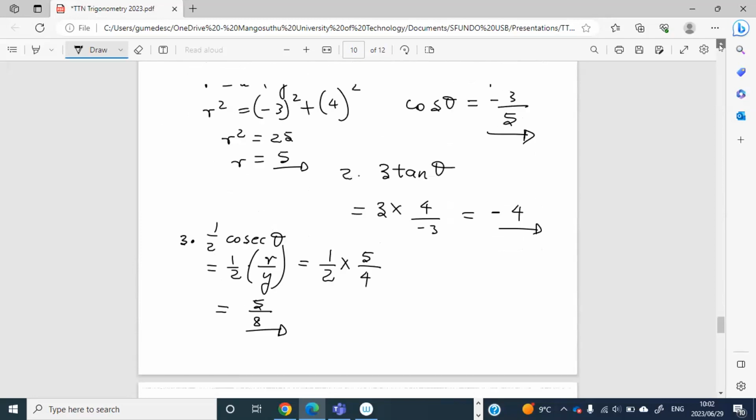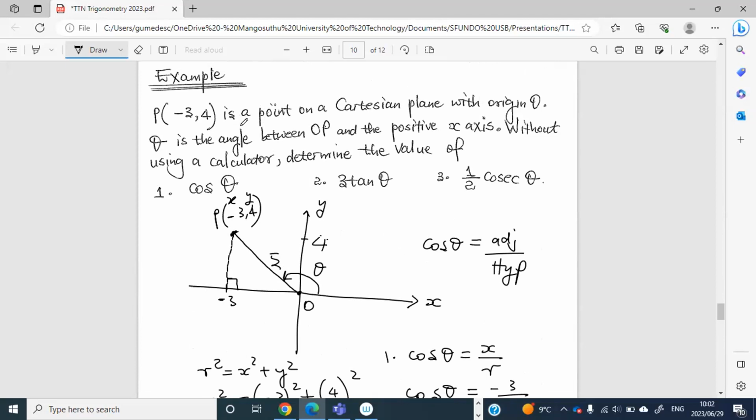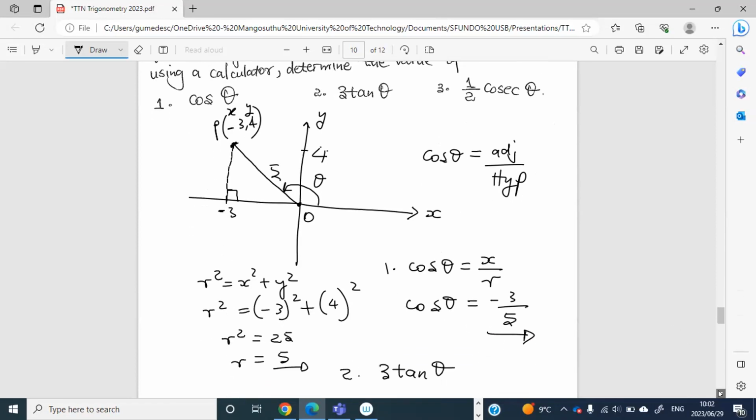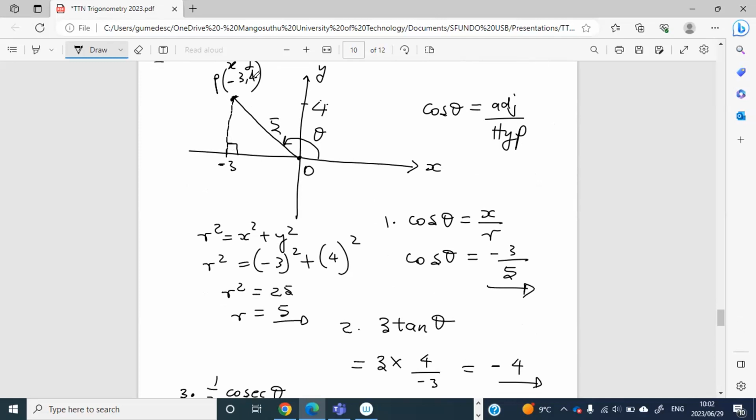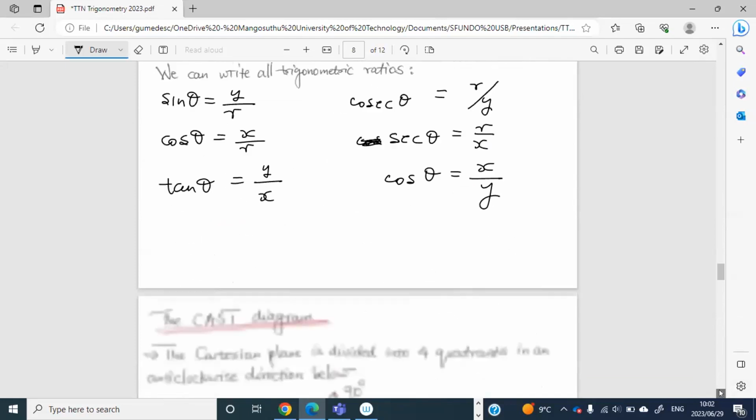So half cosec theta is 5 over 8. All that is important, guys, is that if you are given a point, locate that point. In which quadrant does the point lie? Draw a line from the origin to that point and extend your 90 degrees so that you have a right-angled triangle, as I did here. Then you are given x and y. You just have to use Pythagoras theorem to find your r. Once you've got x, y, and r, you can find anything using the relationships that I just gave you on the slide above.